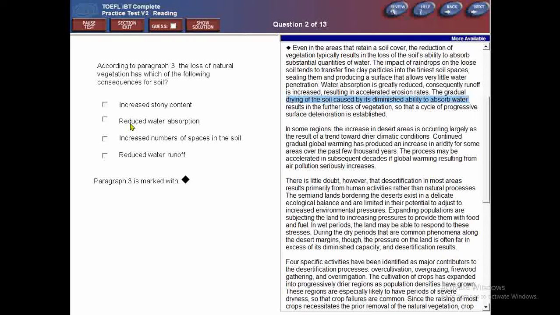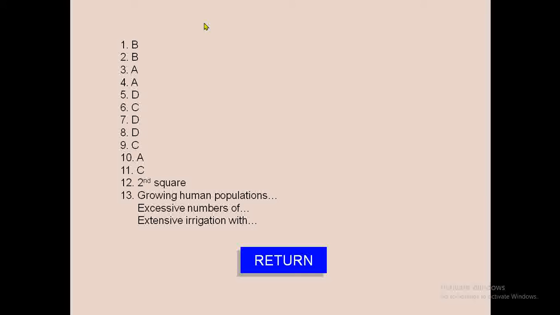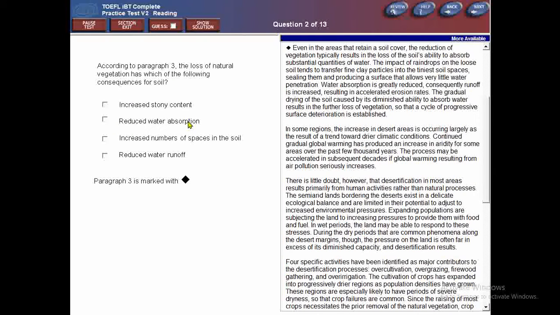Okay, this will be the answer choice. Are we correct or not? The answer to the question is B. Reduced water absorption is the correct answer choice, and increased stony content is not stated here. Even in the areas that retain soil cover, the reduction of vegetation typically results in the loss of the soil's ability to absorb substantial quantities of water.